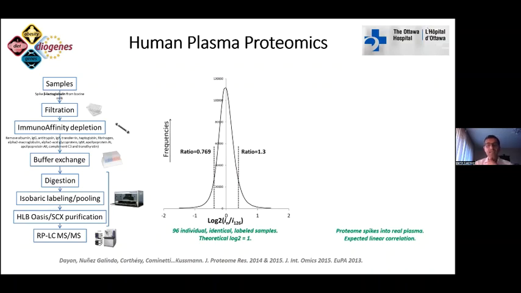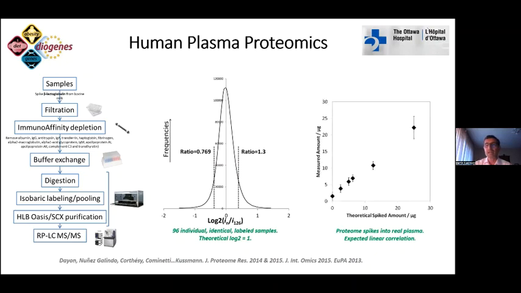And to assess the reproducibility and robustness of our workflow, we have prepared here 96 individual samples. They were all identical and they were all labeled individually. And what you would expect is a theoretical log2 of 1, which means all proteins should be there in the same quantity because it's all identical. And this shows you a very narrow distribution around this log2 of 1. And this tells you that every signal, every fold change below 0.77 and above 1.3 can be regarded as a true biological signal, which is very good.